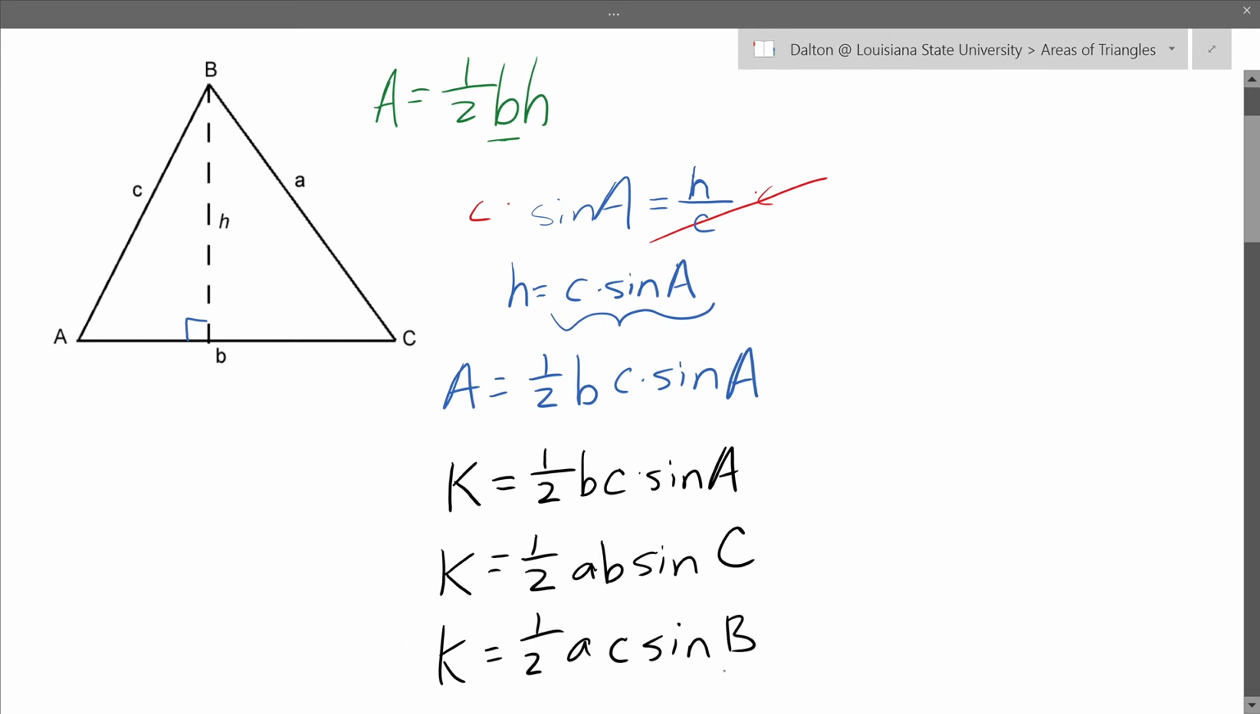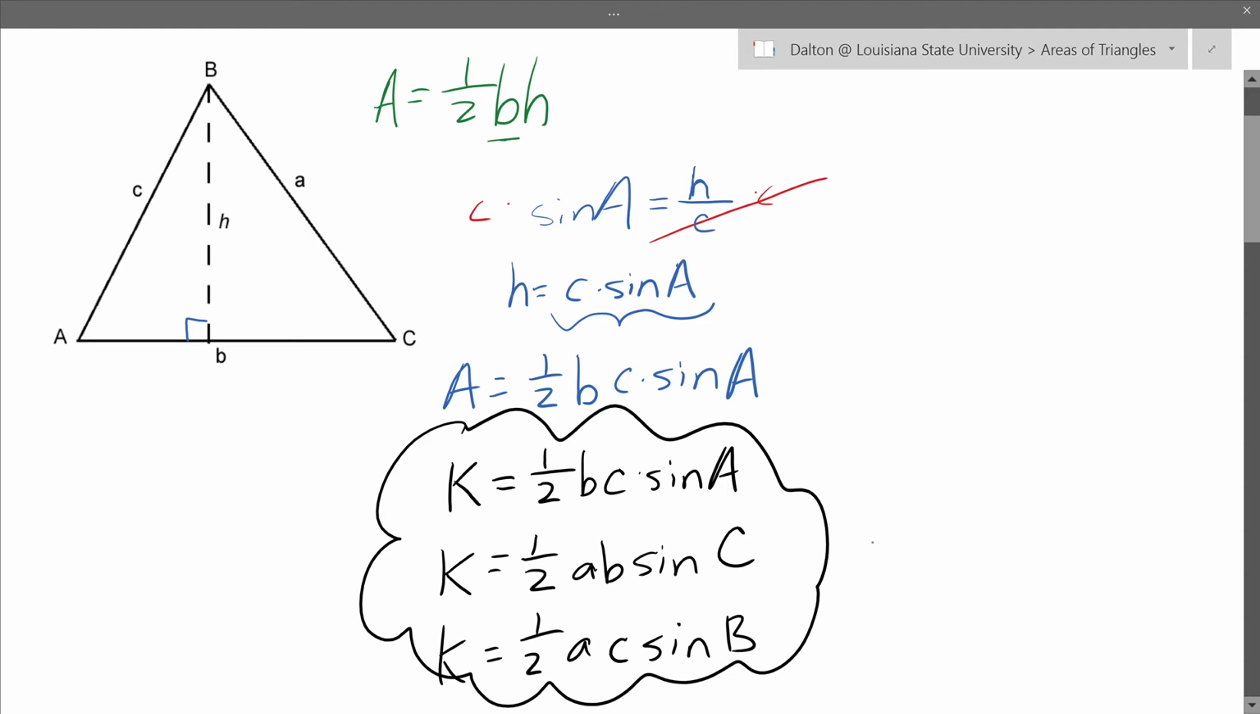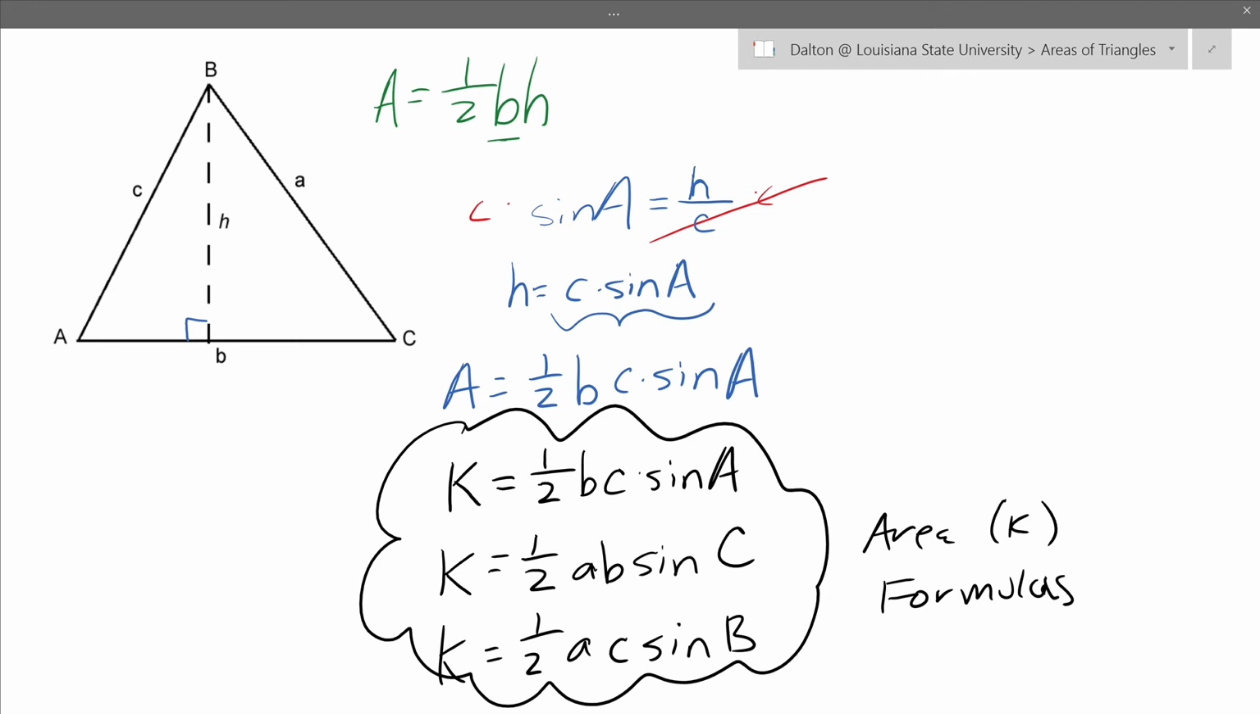So these are area formulas, and we're using K for area. They look a little bit different than what we're used to, but what's great is that we don't need the height. We just need to know the angle. And notice you do have to memorize these, but notice there's a pattern to it, right? So you could easily derive this if you needed to.